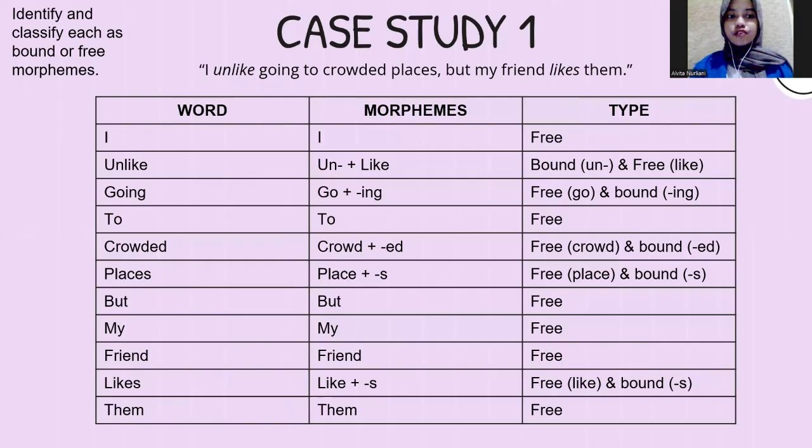And in the word of unlike, there are two morphemes, un and like. The type of un is a bound morpheme, and like is the free morpheme. We can say in this sentence, the words are contained in one or two morphemes, and there is no word that has more than two morphemes. We can move to the next slide.